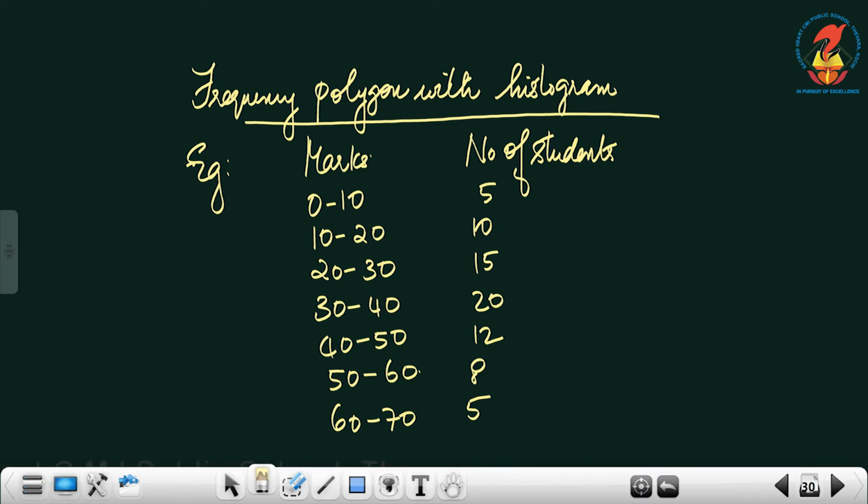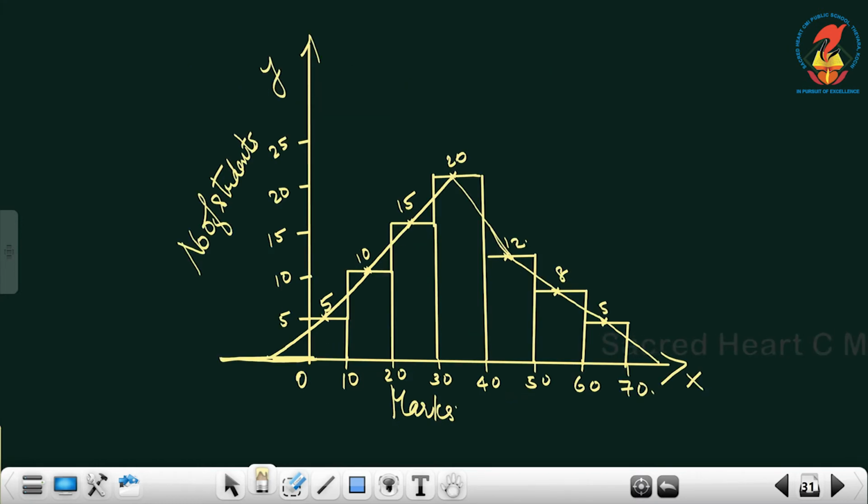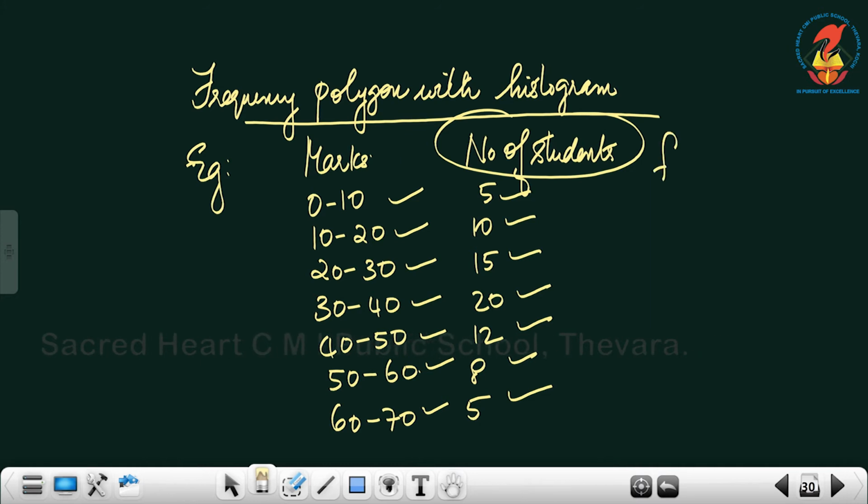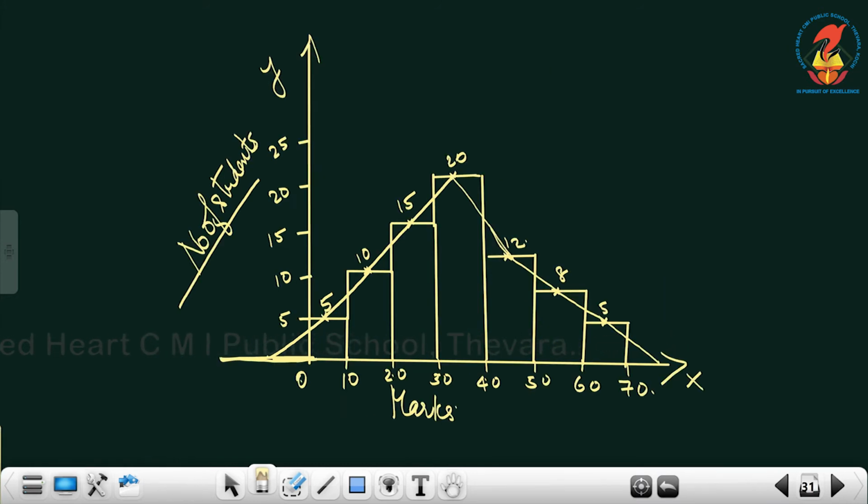Frequency polygon with histogram. Here marks are given as 0 to 10, 10 to 20, 20 to 30, 30 to 40, 40 to 50, 50 to 60, 60 to 70. Number of students: 5, 10, 15, 20, 12, 8, 5. You can easily represent it with the help of a histogram. Here I have marked the classes 0, 10, 20, 30, 40, and the frequency, the number of students, is marked on the y-axis, because for a histogram the frequency should be marked on the y-axis.